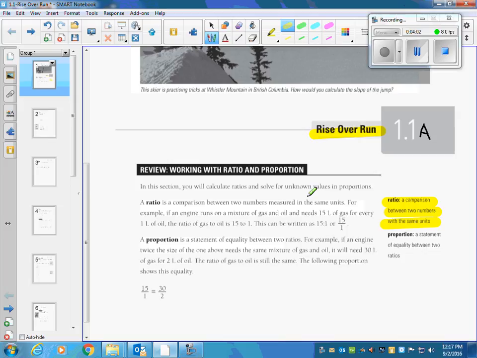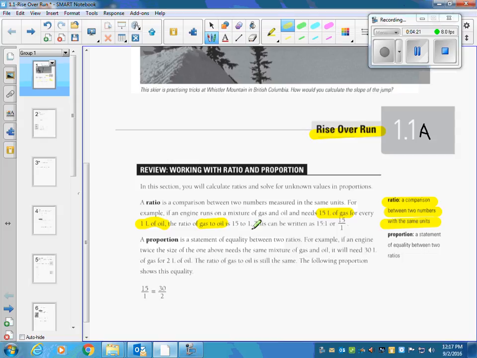So lots of times the mixture of gas and oil depends on the engine that's there. The one engine we're dealing with needs 15 liters of gas for every 1 liter of oil. Now, the ratio of gas to oil, so notice that they wrote gas to oil. So gas is going to be written first, then oil second. So it is 15 to 1.